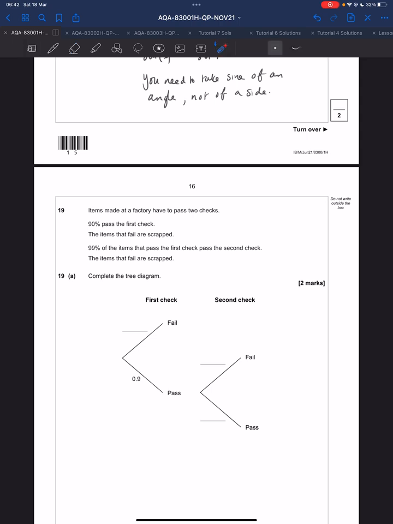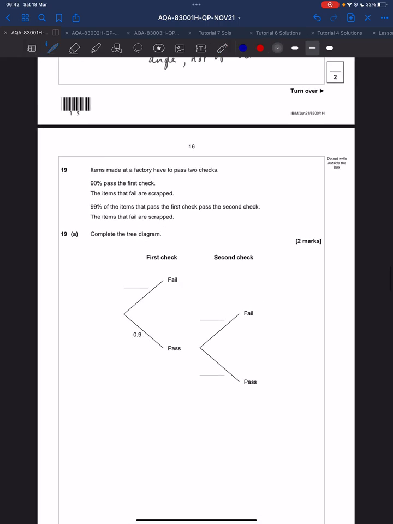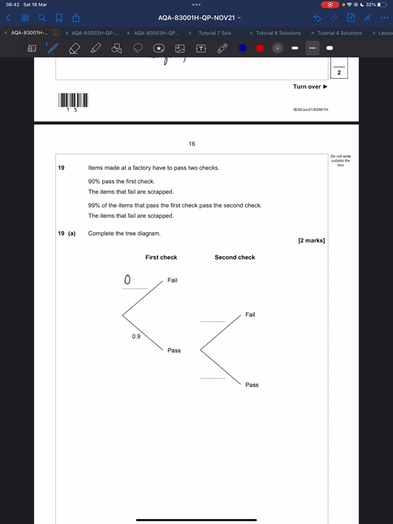Right, items made at a factory have to pass 2 checks. 90% pass the first check. The items that fail are scrapped. 99% of the items that pass the first check pass the second check. The items that fail are scrapped. Complete the diagram.